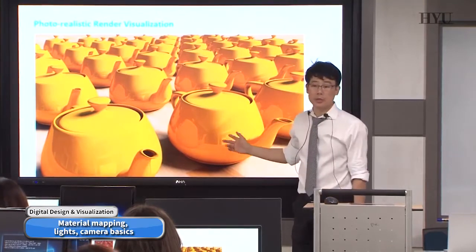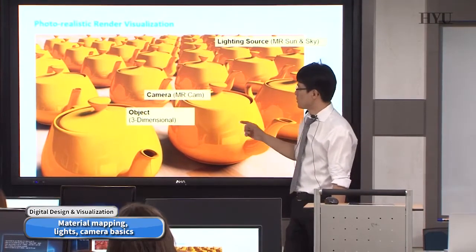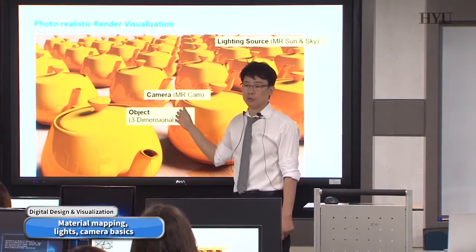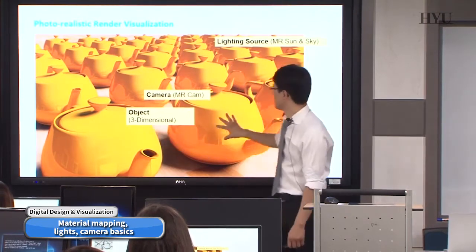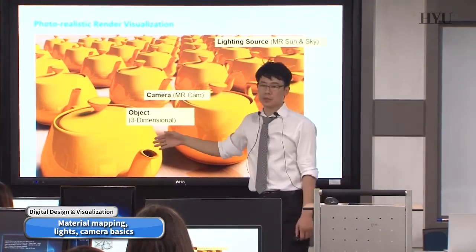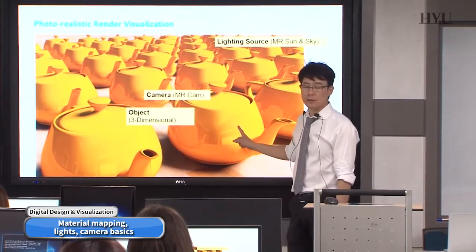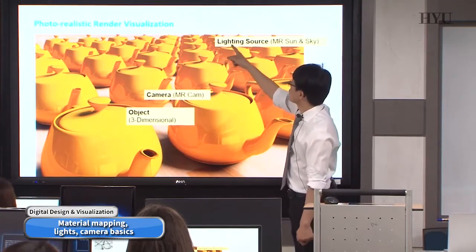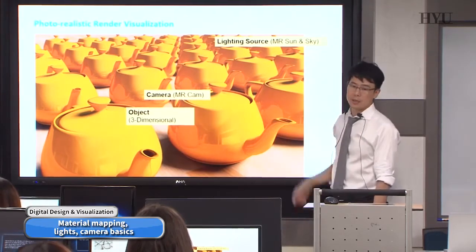This is photorealistic render. For this type of rendering, first you need to get a camera, but it's a default camera, your view. And of course you need objects, a number of copied teapots, okay, on a plane. This is your lab exercise number 3 today. And there should be a lighting source. In this model, there is only mental ray sun and sky, okay?